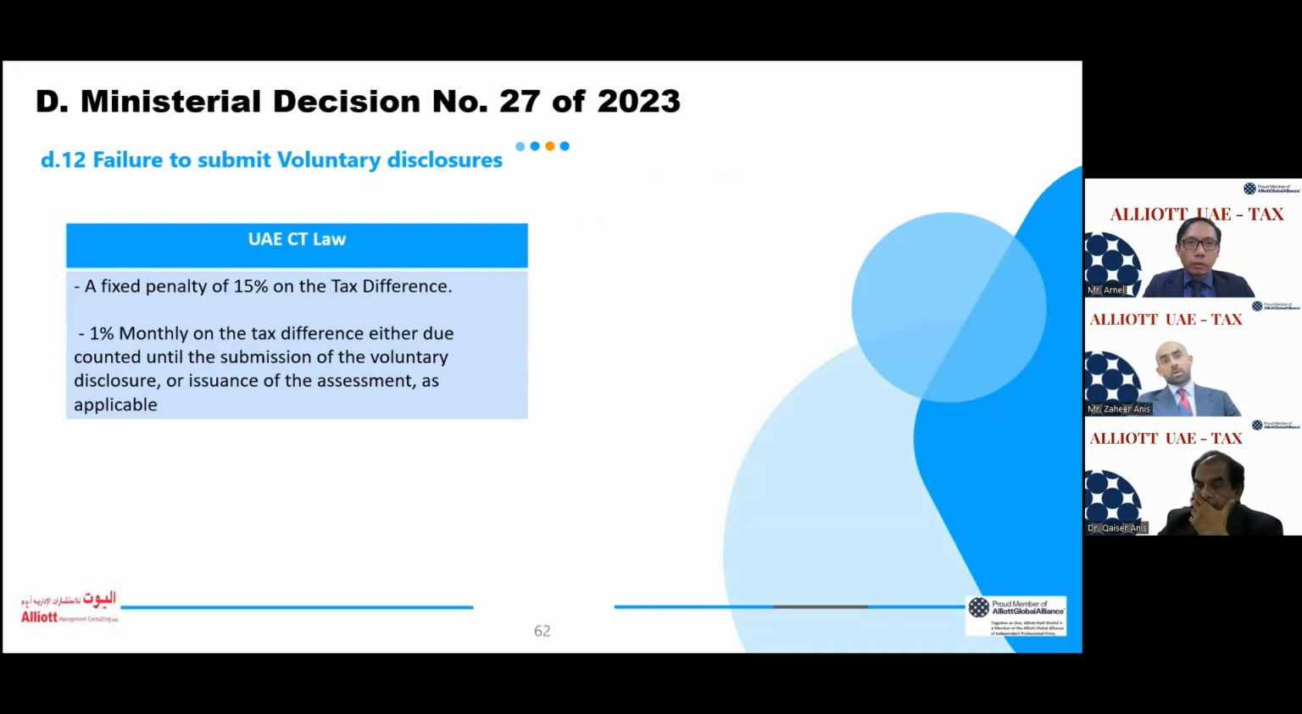Failure to submit a voluntary disclosure carries a fixed penalty of 15% on the tax difference, plus 1% monthly on the tax difference, counted until the submission of the voluntary disclosure or the issuance of the assessment, as applicable.